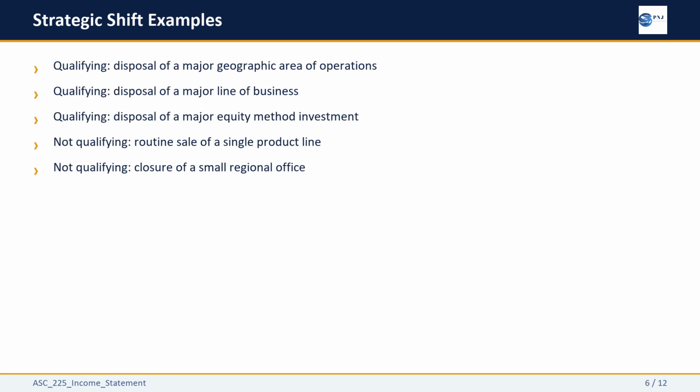Concrete examples help anchor the strategic shift concept. Qualifying scenarios share one characteristic: they fundamentally reshape the entity's future earning profile. Exiting an entire country's operations, selling off a core business segment, or disposing of a significant equity stake all meet that bar. Contrast those with the routine divestiture of one product line among many, or closing a branch office that represents a fraction of revenue. The question to ask is always, does this change how analysts and investors should model this company going forward?